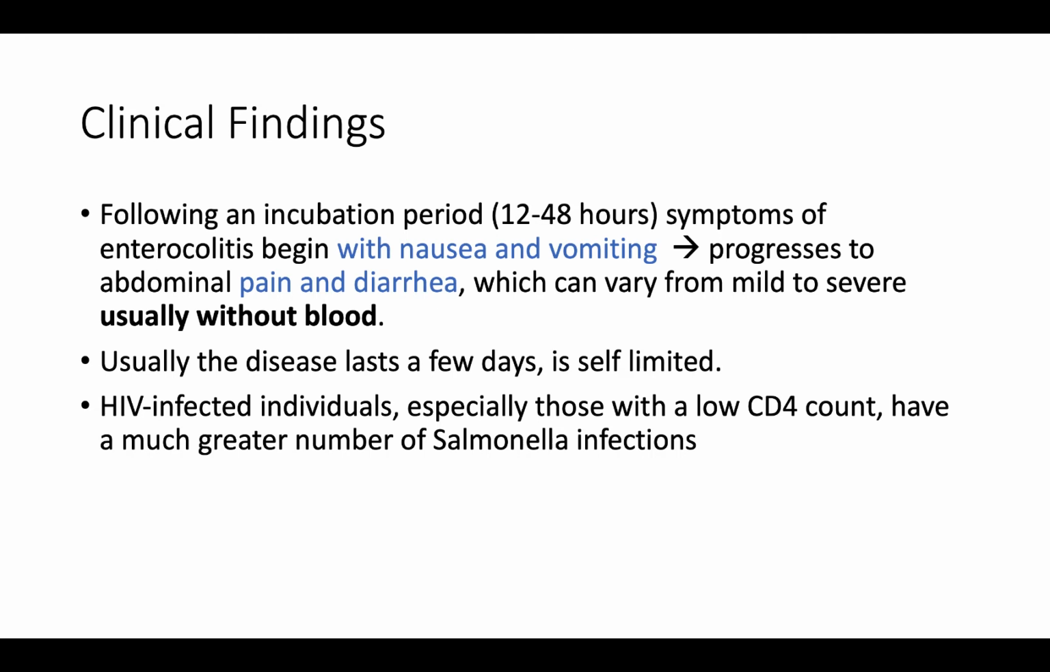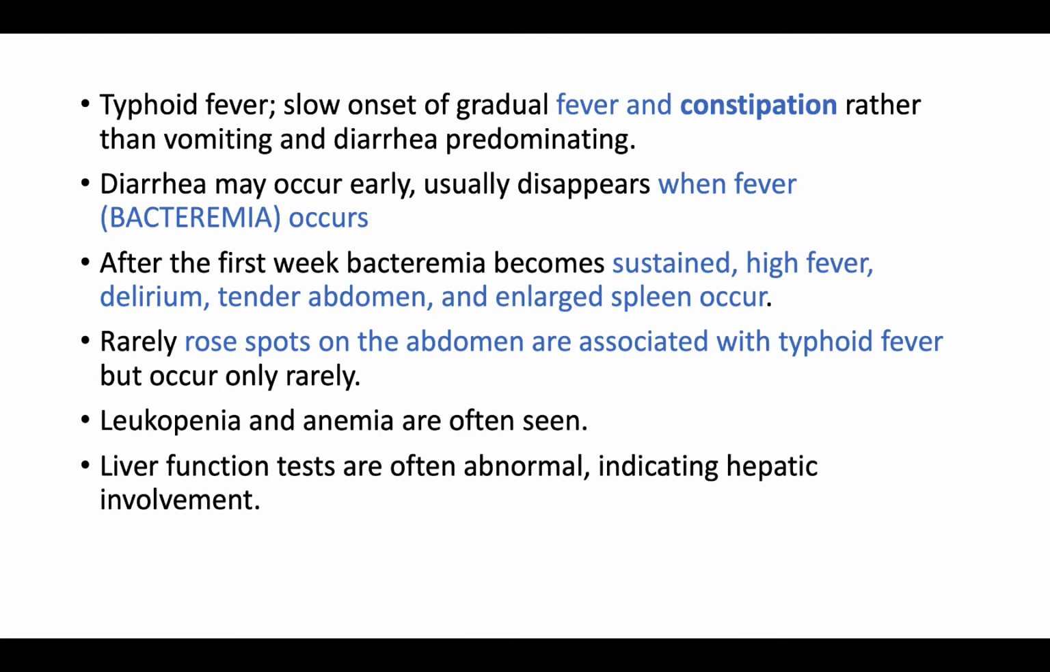People who have a low CD4 count with HIV have a much greater number of Salmonella infections. Who can tell me why? You would realize, remember we said that the Th17 CD4 cells are the most affected in HIV. So that tells you how important the Th17 CD4 cells are for controlling Salmonella infections. Okay. Typhoid fever.